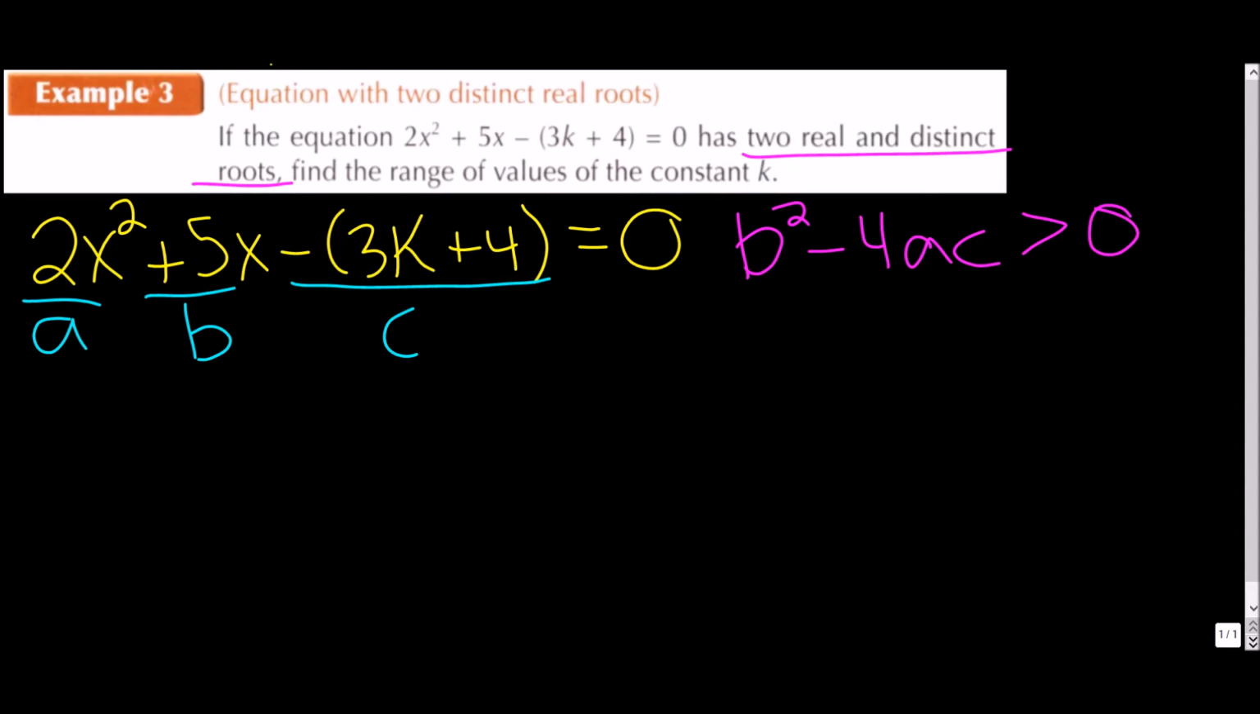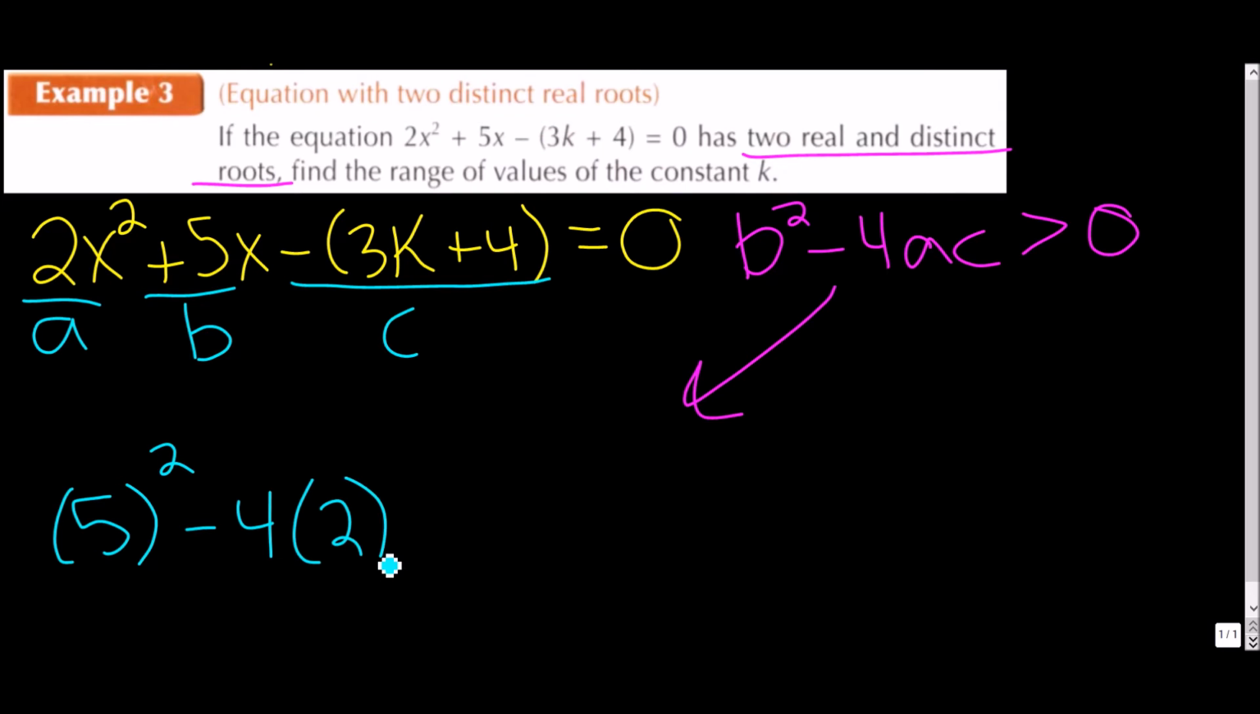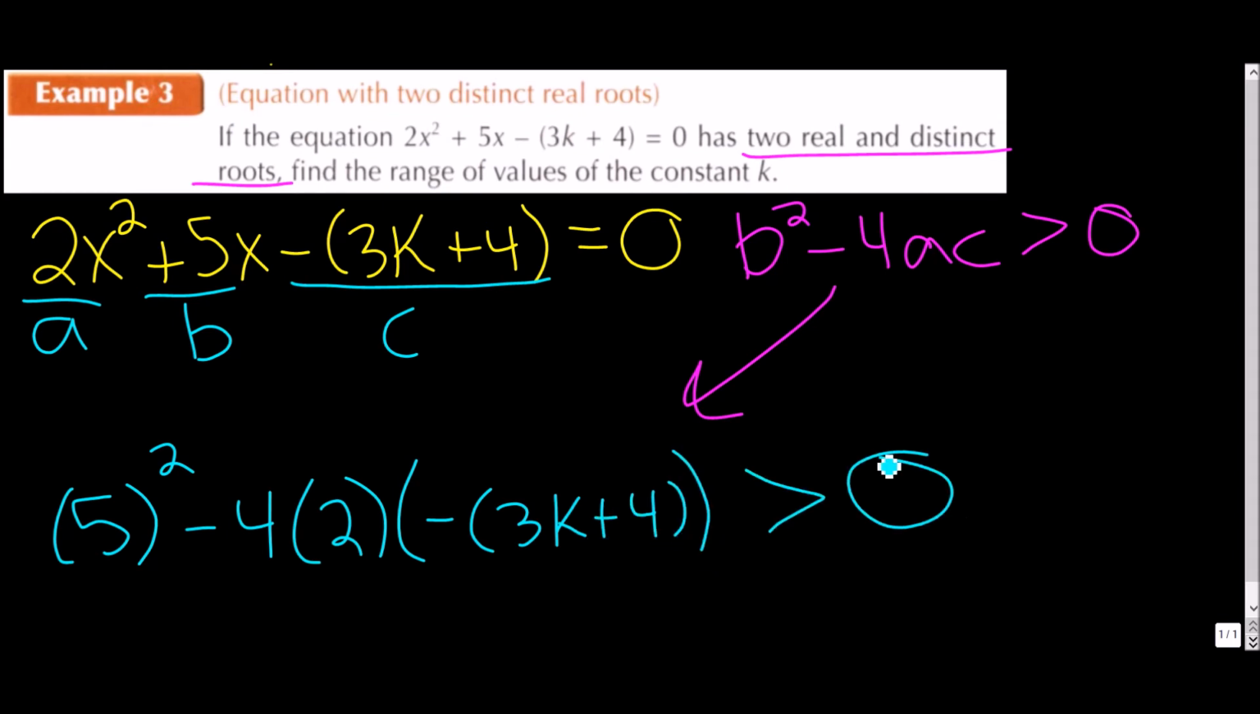Now, what we can do is plug this in with our discriminant formula and see what lies beneath. So, we start off with b squared. b squared is going to be 5 squared. We subtract 4 times a, which is 2, and then we're multiplying that by this negative 3k plus 4, and that is greater than 0. So we've got a little bit of simplifying to do, but ultimately we've got what we need, as long as everything's plugged in right.